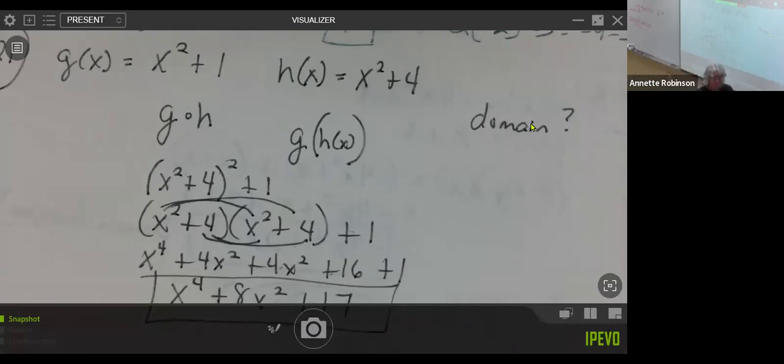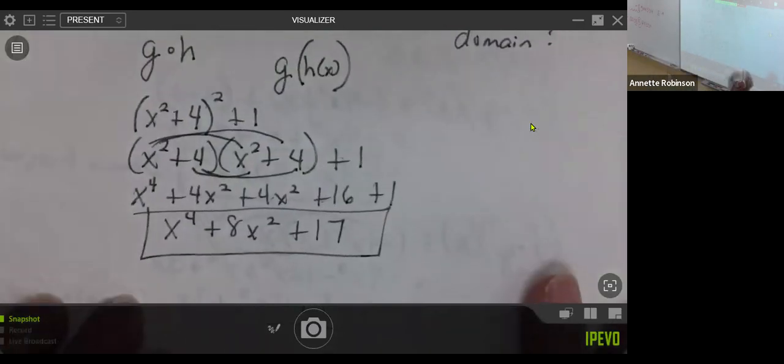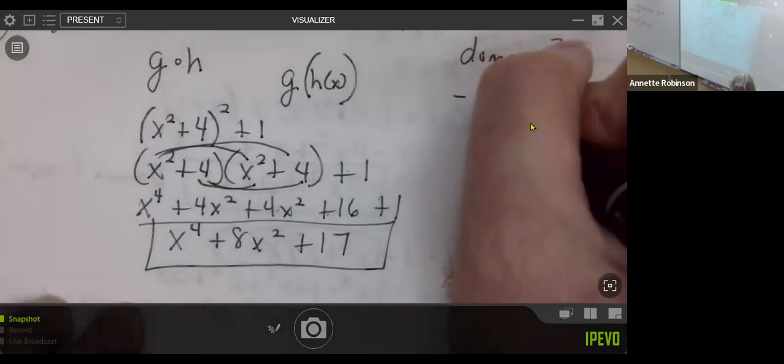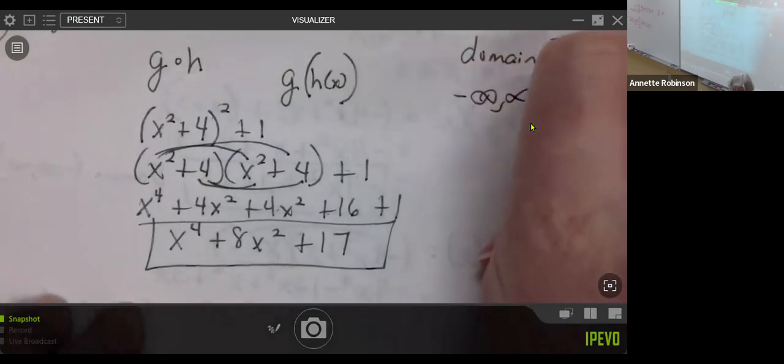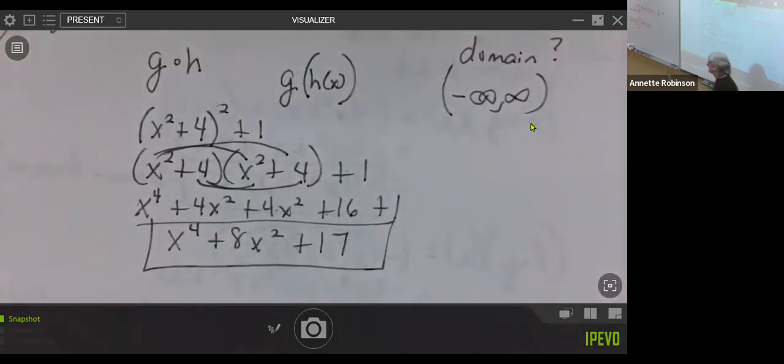Yes, I'm sorry. That better? Negative infinity to infinity, no restrictions, is our domain. Is that always the case? No. But when you're checking domain, go back to your original function and your composition both. Because they are there. All three, really.